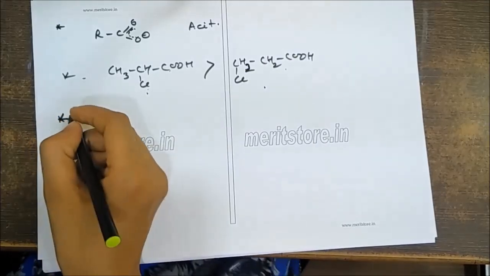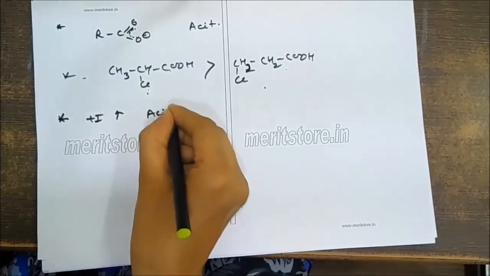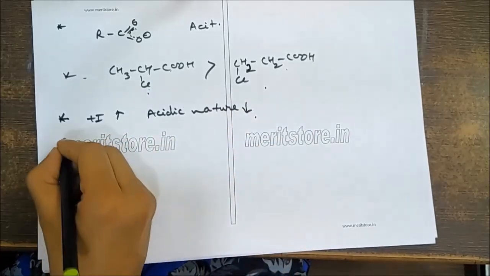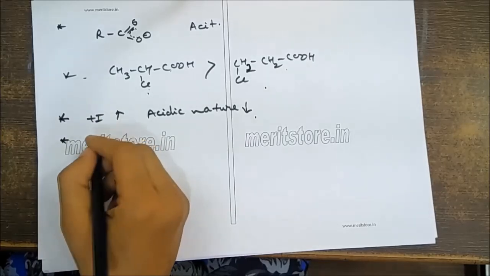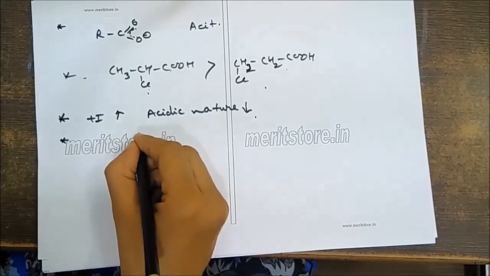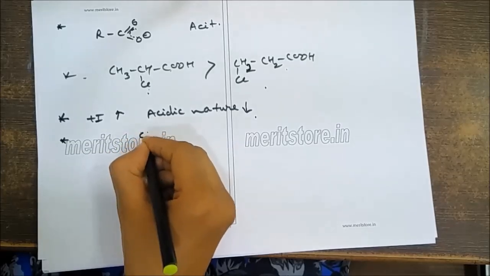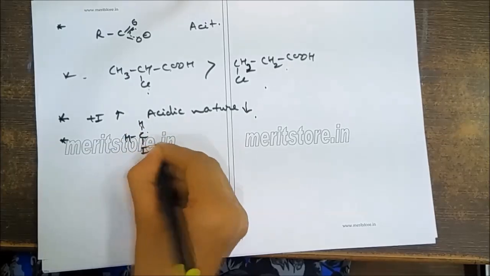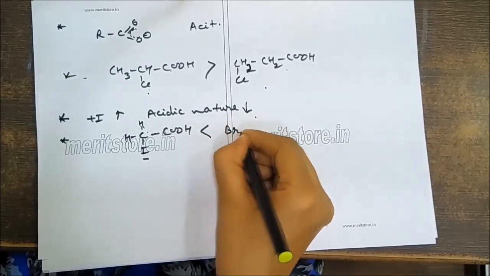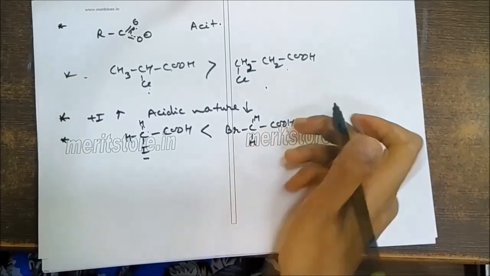The next factor is if plus I effect increases, the acidic nature will decrease. If the substituent attached to the alpha carbon is more electronegative, then it will be more acidic in nature. See, here it is iodine, which is less electronegative as compared to bromine, the bromo group. It is more acidic as compared to this.